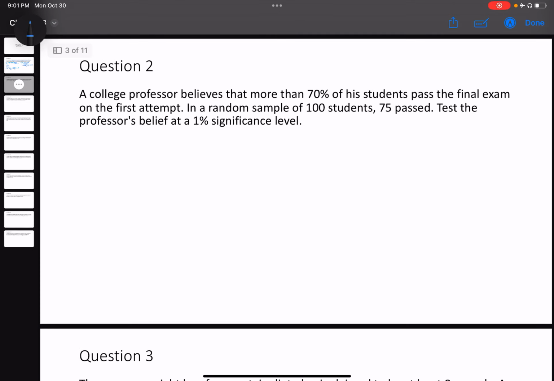Problem 2. A college professor believes that more than 70% of his students pass the final exam on the first attempt. In a random sample of 100 students, 75 passed. Test the professor's belief at the 1% significance level.